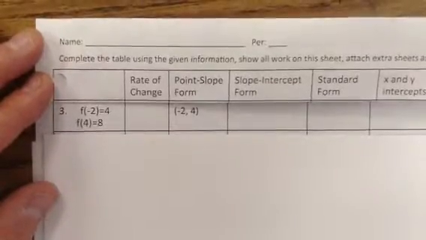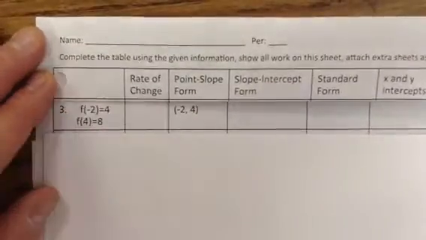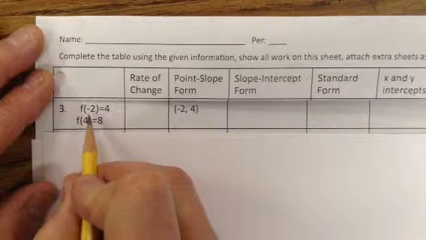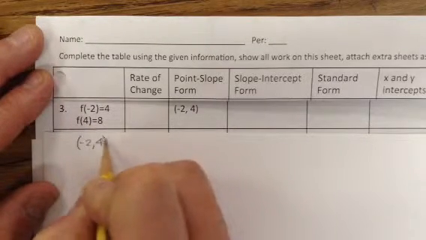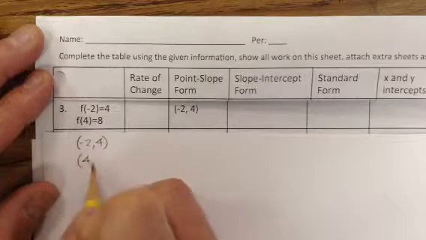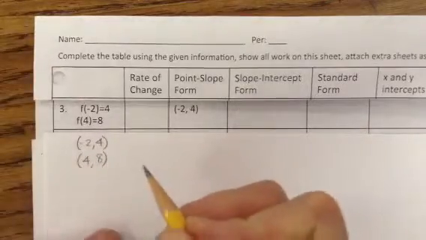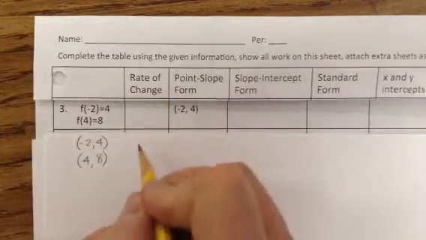Problem number 3. Find the rate of change. We need the two ordered pairs. Alright, so we look at our function notation. My two ordered pairs are negative 2, 4, and 4, 8. Find the rate of change.